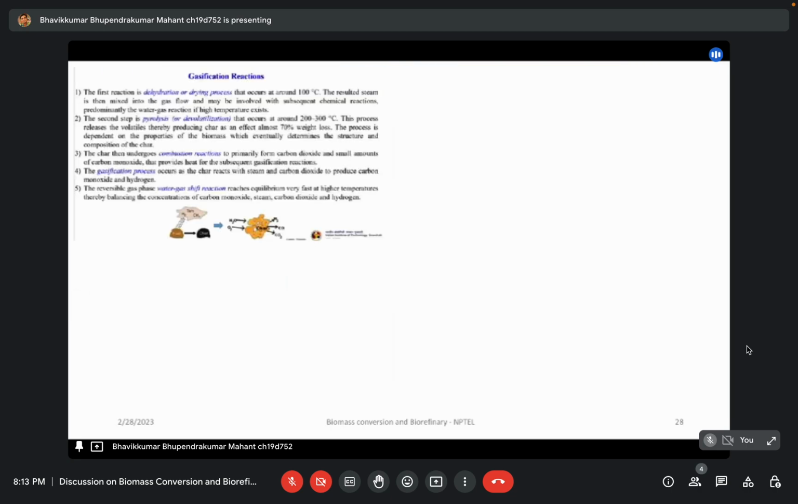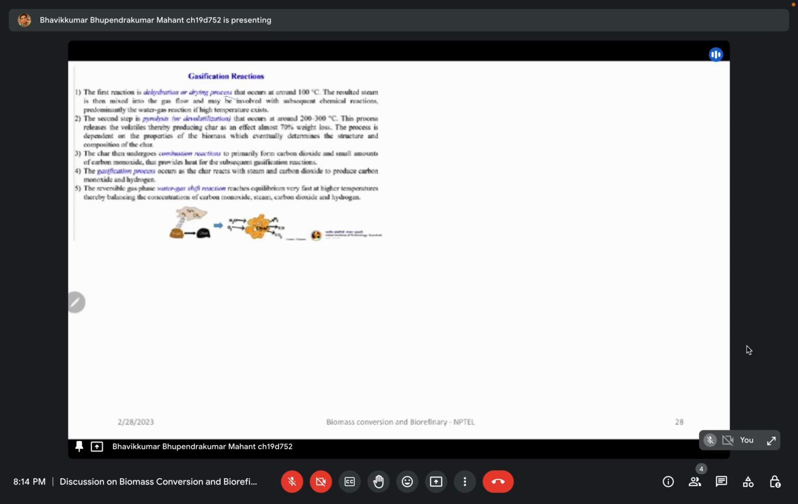Now, what the professor suggested: in gasification, many reactions take place, and we can put all the reactions into some particular groups. The first is the dehydration or drying process. It's not an individual reaction; multiple reactions take place at one time. Once the temperature of the gasifier reaches 100 degrees centigrade, the drying process takes place. The moisture is converted into vapor.